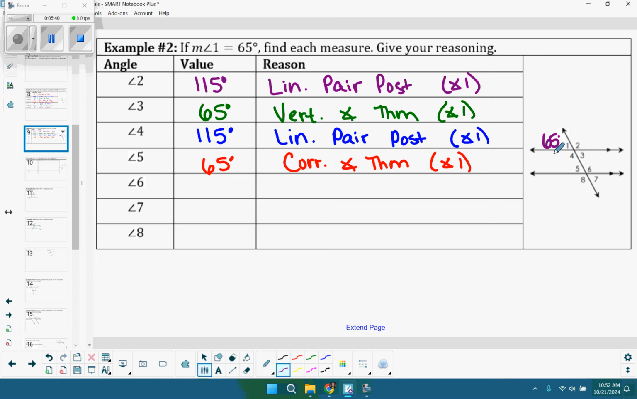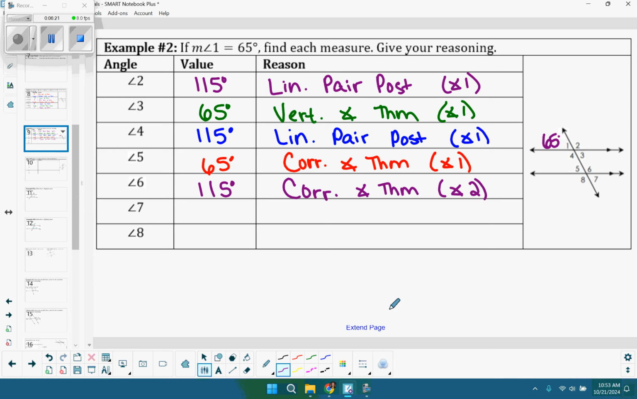Angle 6 and angle 1 don't have a relationship. So we need to relate it to one of the other angles we already found. Since I've already found 4 other angles, there's 4 other options for what we can do right now. I'm going to choose to do corresponding with angle 2. So when I write corresponding angles theorem, I'm going to write that I used angle 2 here. But just know that this answer could be a lot of different things. It's possible to get something different and still be correct. The value will not change though. Angle 2 and angle 6 are the same, so angle 6 is 115 degrees.